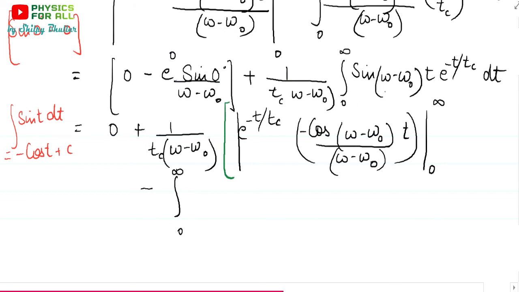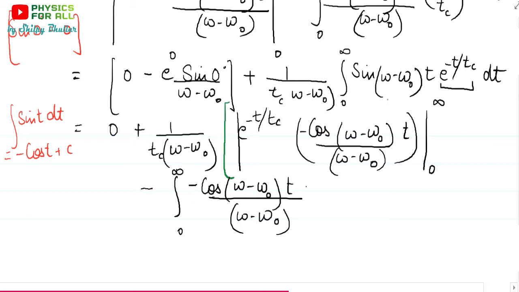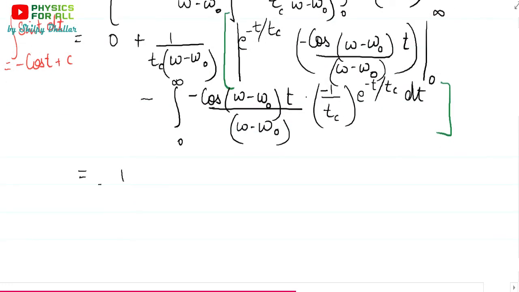integration of second function, that means integration of sine (omega minus omega naught) t, which gives us minus cos (omega minus omega naught) t upon (omega minus omega naught), multiplied by the differentiation of first function. So again, we have to write down the differentiation, which is minus 1 by tc e raised to power minus t by tc dt. Okay, this is done, and we are going to close this bracket. So you can see that this term is getting multiplied with all this whatever is inside. Now, we have 1 upon tc (omega minus omega naught). I will make this bracket with a different color.